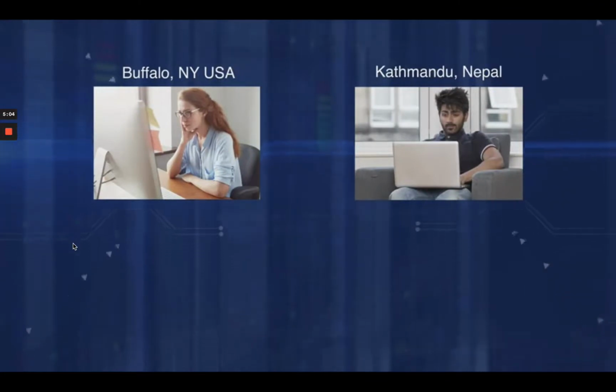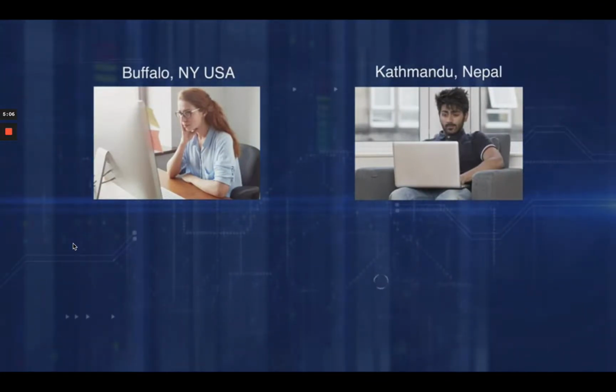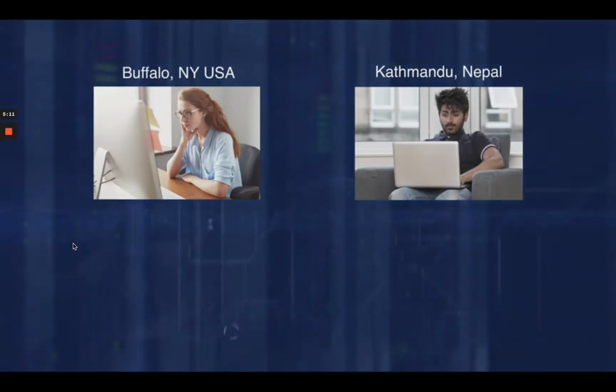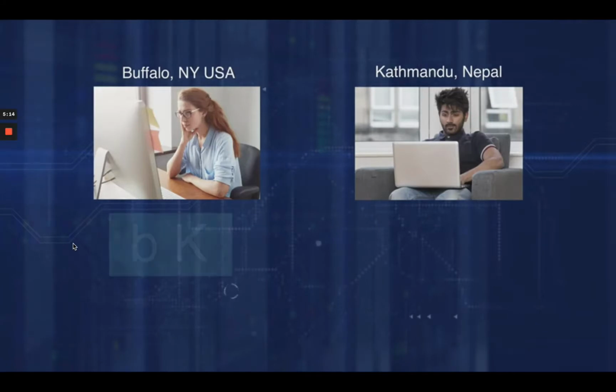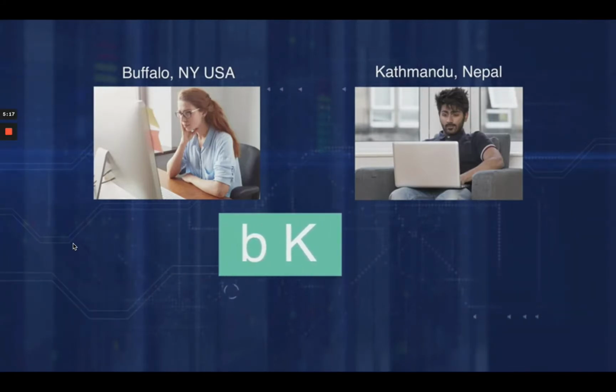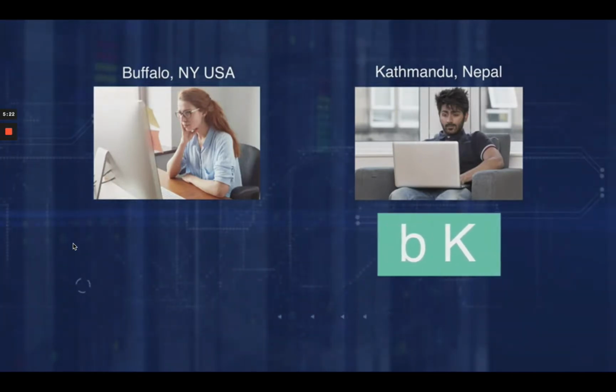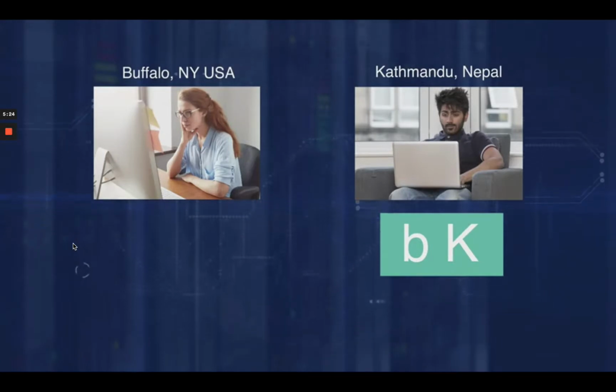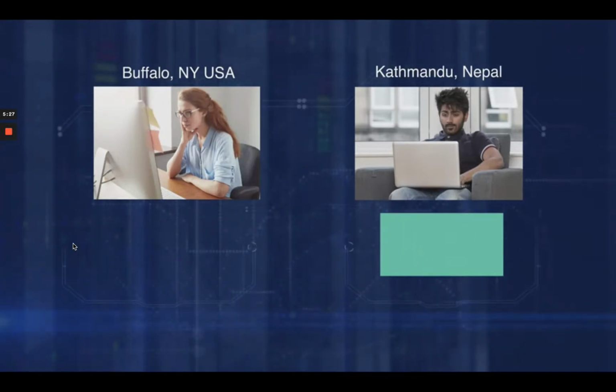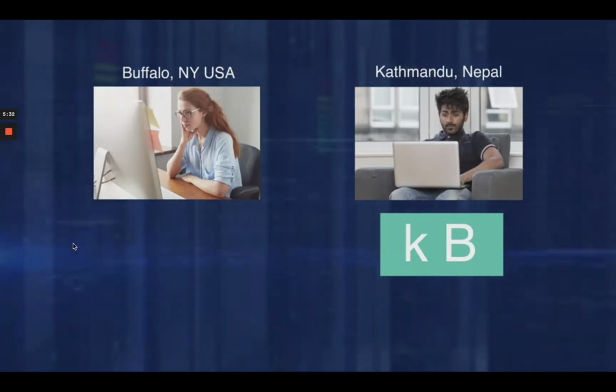Let's say a participant in Buffalo wants to transact with a participant in Kathmandu. Instead of sending just a simple message, the participant in Buffalo will send transaction data encrypted by Buffalo's private key and then encrypted by Kathmandu's public key. Kathmandu will first decrypt the data using its own private key, then use Buffalo's public key to decrypt the signed transaction data. This ensures that only Kathmandu can decrypt and receive the data, and that only Buffalo could have sent the data.